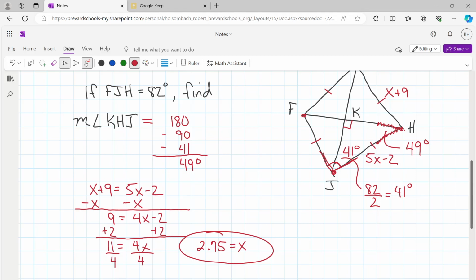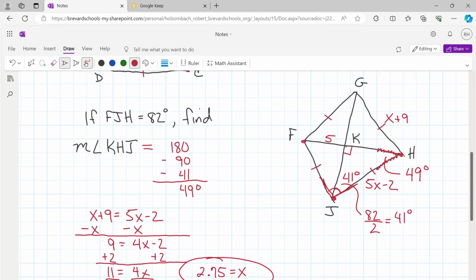There's a guided question practice down there. Guided practice question. Refer to the rhombus. If FK equals 5, all right, so back to this rhombus. F to K is 5. F to G is 13. Find KJ. All right, we need K to J.